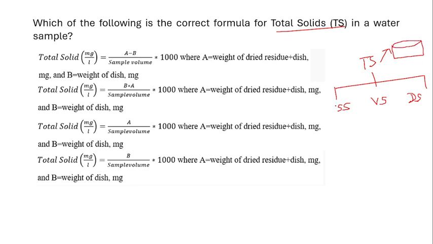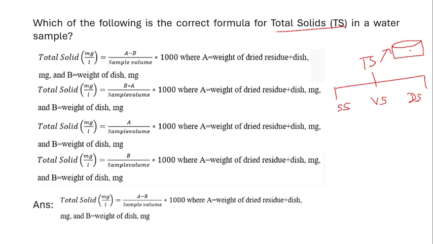So initially what we will measure is the weight of the container along with the sample. Then after evaporation at 105 degrees Celsius, until the constant dry weight is obtained, we will again measure the weight of the dish with the dried sample. What is the right formula to calculate the total solid? Total solid is equal to (A minus B) divided by sample volume into 1000.